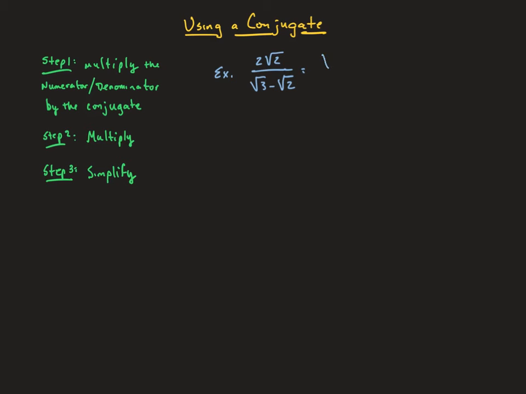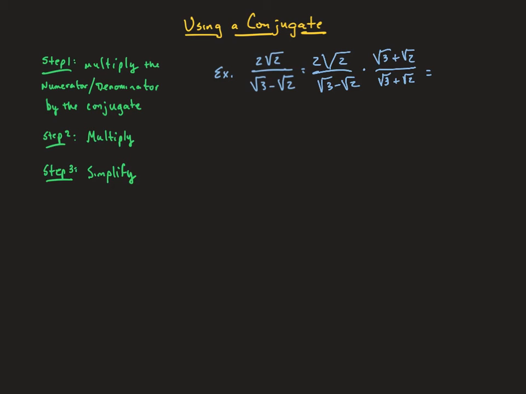So I'm going to have 2 square root of 2 over the square root of 3 minus the square root of 2 times. The conjugate of the denominator is going to be the square root of 3 plus the square root of 2. And again, I need to multiply both the numerator and denominator by that. And in doing so, I'm going to go ahead and multiply this out.